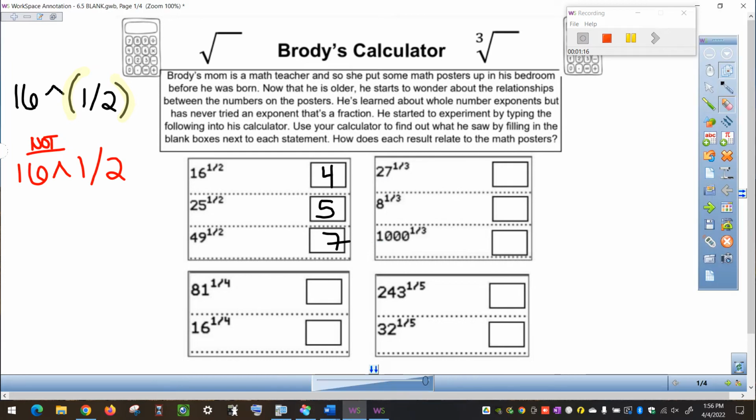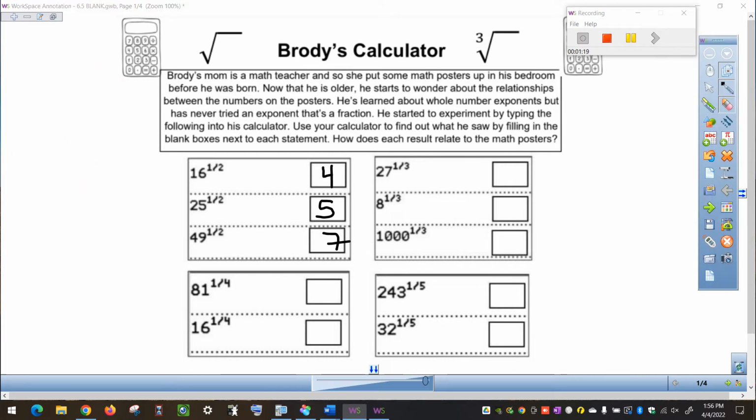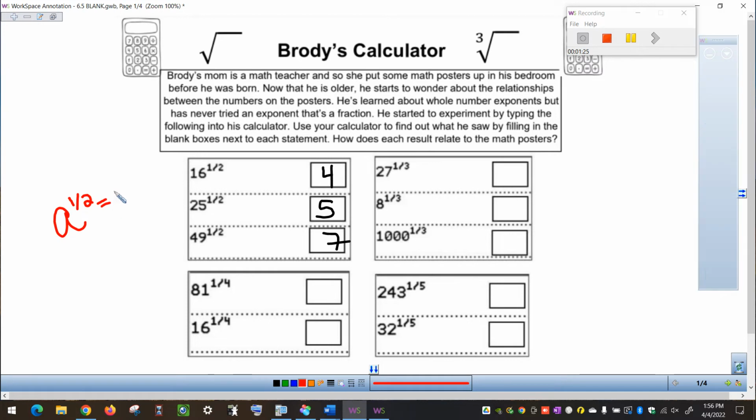All right, so I'm just going to make a few notes here off to the side. So in this first little section here, let's just make a note that in general, anything raised up to the power of 1/2 is really just doing the square root of that number.